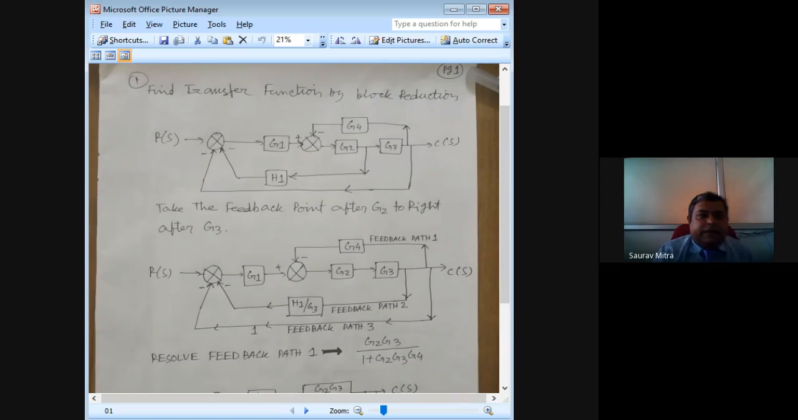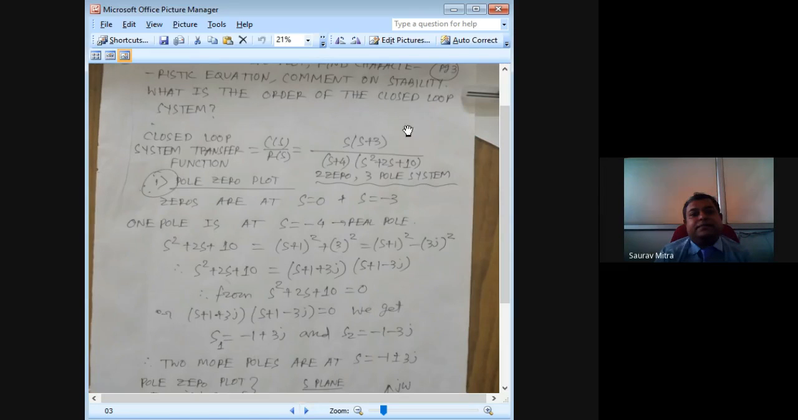Okay, so I think these are the two numericals which are very important, because in the first numerical we are finding out how to find the transfer function from the block diagram. So it can be block reduction technique, it can be signal flow graph. One numerical on signal flow graph we will do now. By either of these two methods you can find the transfer function of a system.